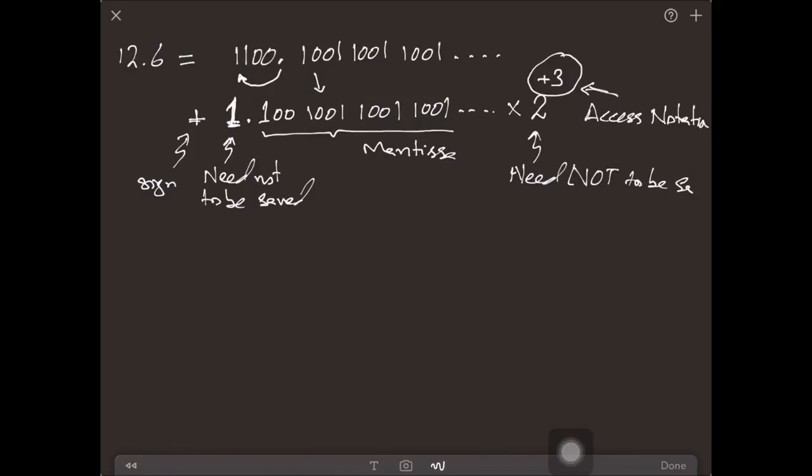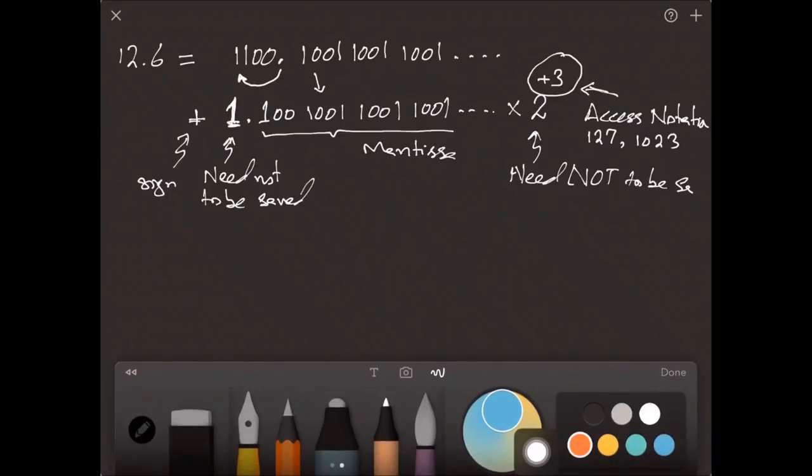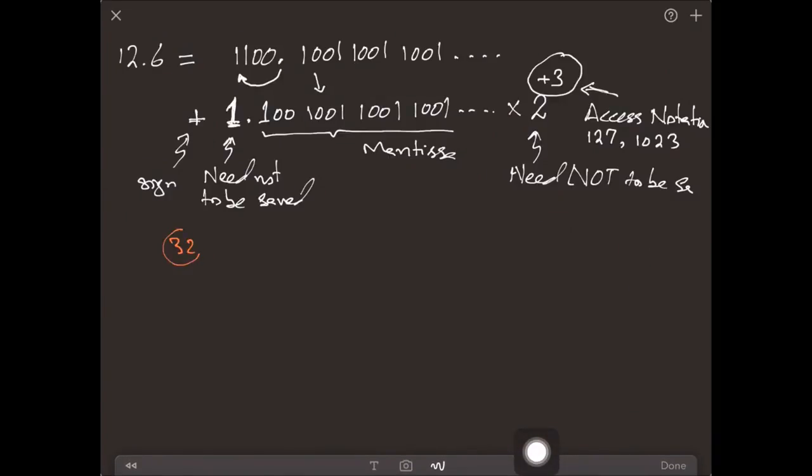For 32-bit it is excess 127 notation, and for double precision it is excess 1023 notation. So if we want to store it in 32 bits, it will be something like this: 1 bit for the sign, and then we have 8 bits for the exponent, and 23 bits for the mantissa.